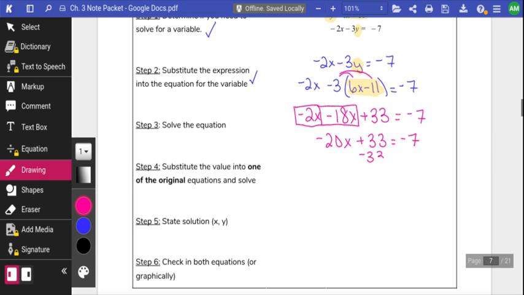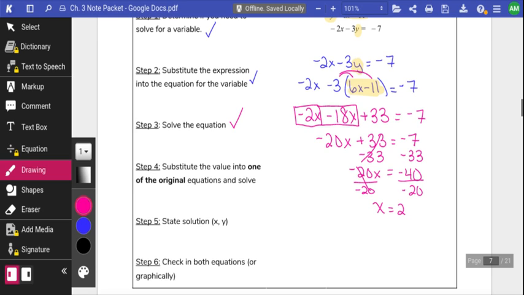Still solving, I'm going to subtract 33 from both sides. I get -20x equals -40. Divide by -20. And I get x equals 2. Solved my equation.